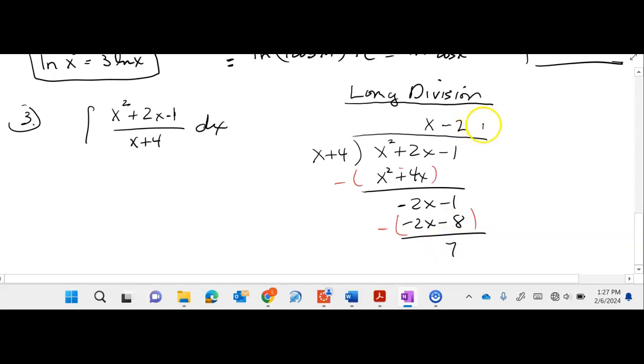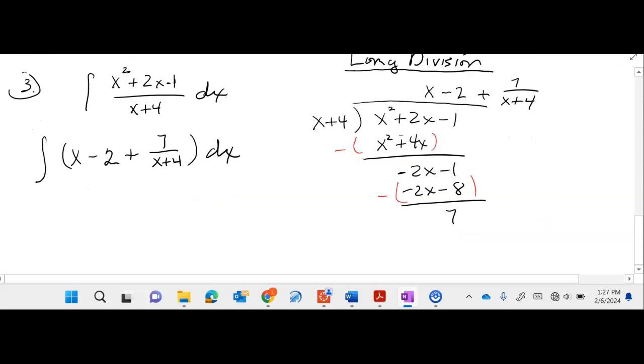And how do we write those denominators? It's a positive 7, so it's plus 7 over x plus 4. So my integral went from x squared plus 2x minus 1 over x plus 4 to x minus 2 plus 7 over x plus 4 dx. This is something that I can now integrate because x is just x squared over 2 minus 2x. And here I have a quick little u sub where u equals x plus 4, du equals 1 dx.